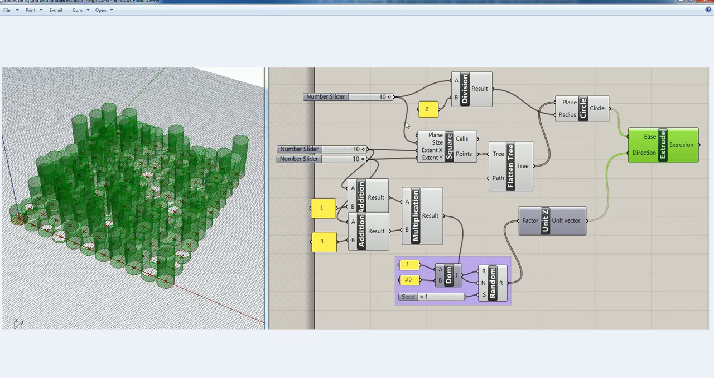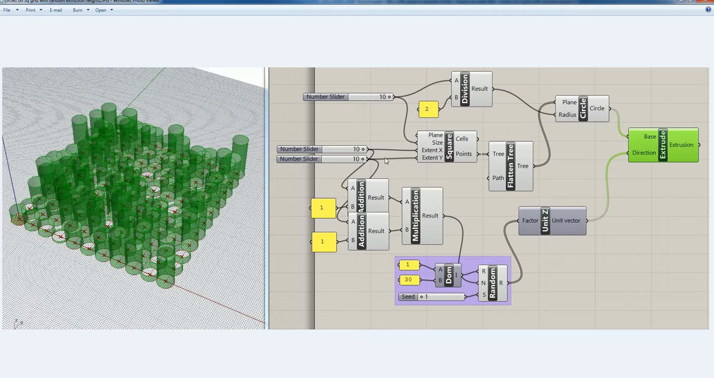So if you look at what we've got here, we've got a square grid, right? And the number slider that's feeding into the size is 10, which means that if I'm working in inches, the space from the center of there to the center of there is 10 inches. Okay? That makes sense? All right.